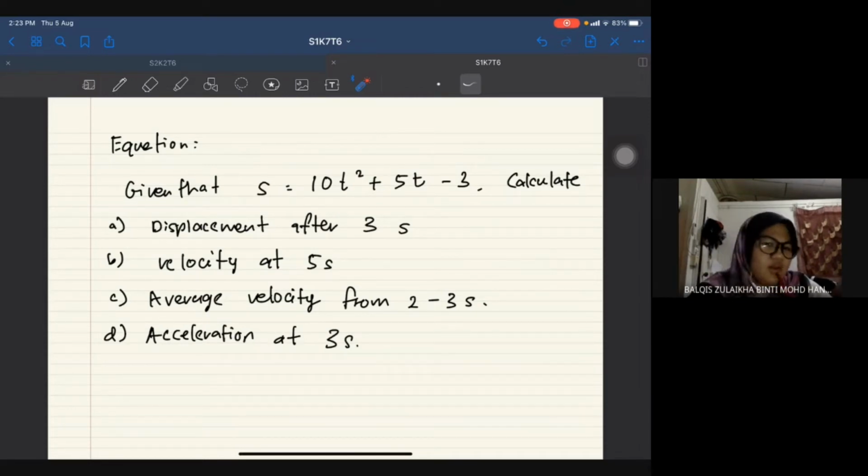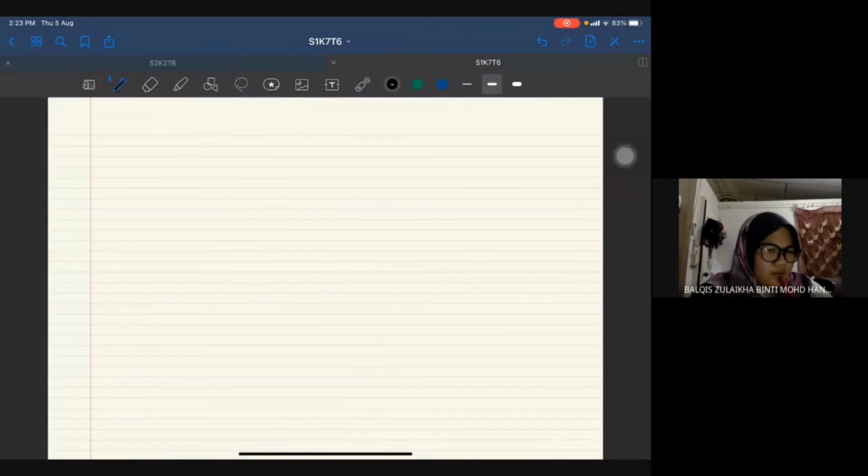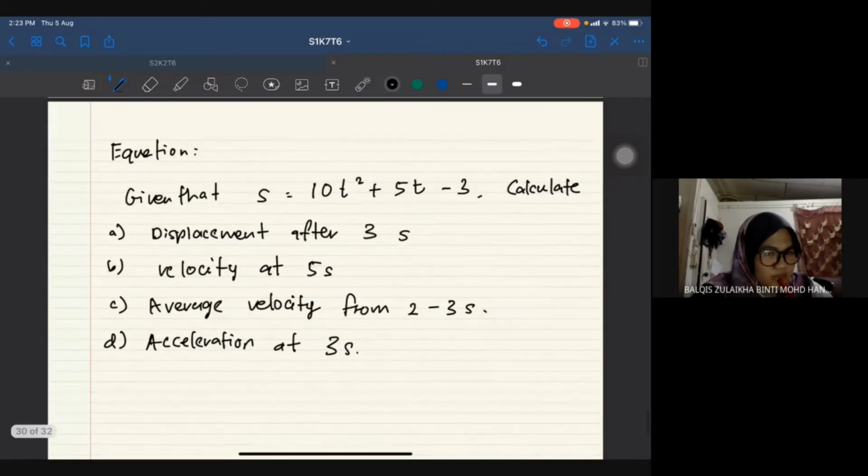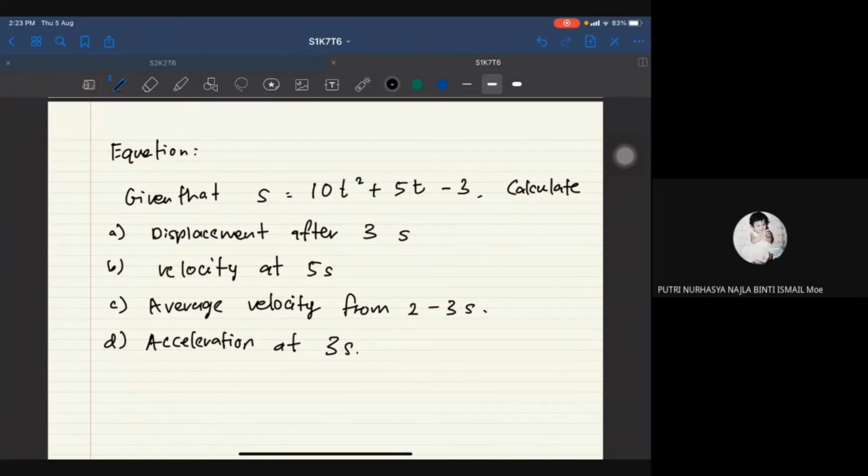So how do I solve this one? Let's start with question A. How do I find the displacement after 3 seconds? Substitute 3 seconds into t, then you get S, then calculate. Yes, correct. Putri, what do you think? Shaden? Not sure. Okay, it's okay. Shaki? I think same as Balkis. Okay. Yes, the correct method would be substituting 3 seconds into the equation.